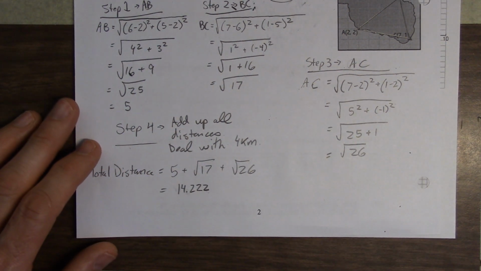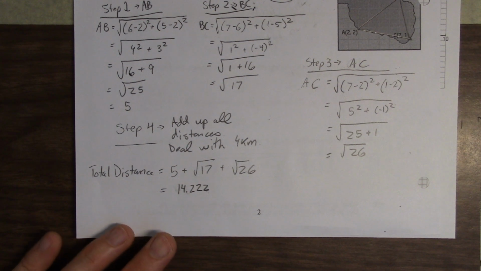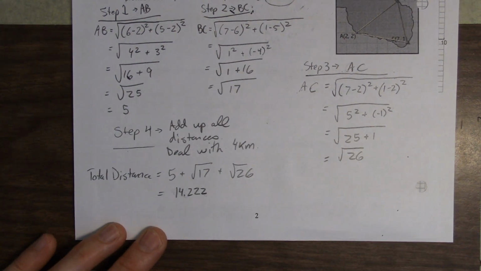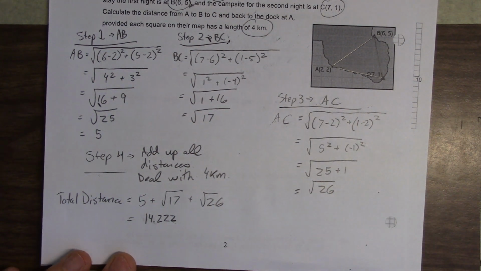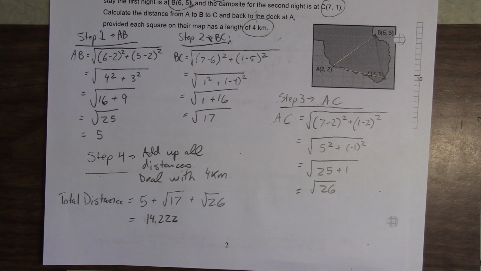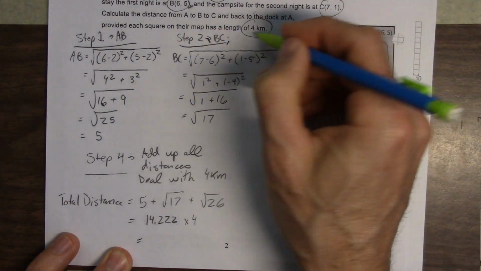Okay. And now, finally, at the very end, we are going to deal with the 4 kilometers. So what do you think we do if each one of these squares is 4 kilometers? What are squares normally when we deal with problems? What are squares on a grid? What do they go by, typically? 1 unit, right? So what do you think we're going to do with this, Jafet? Multiply it by 4. Right.